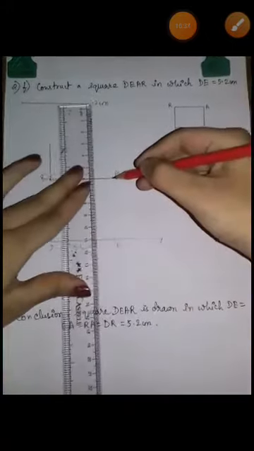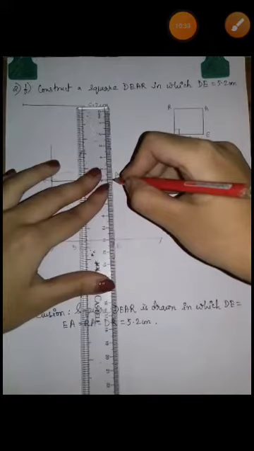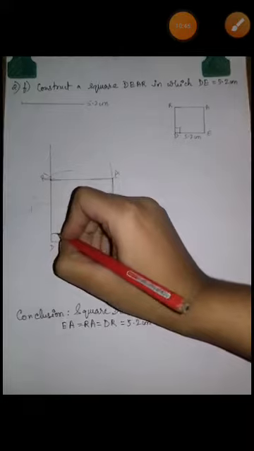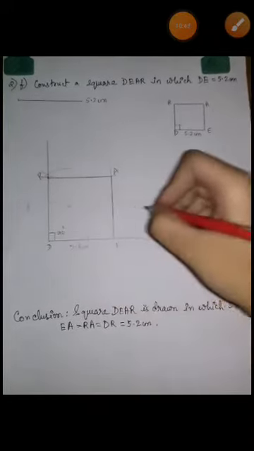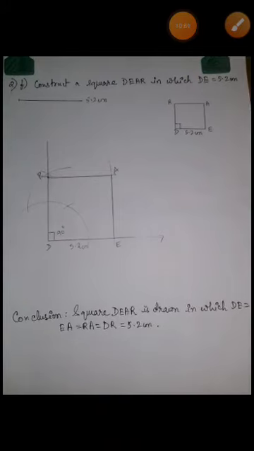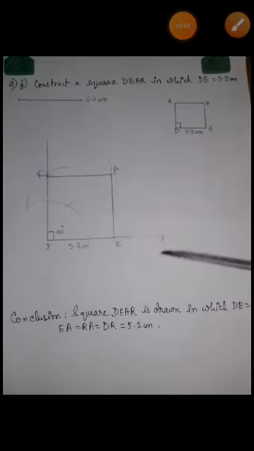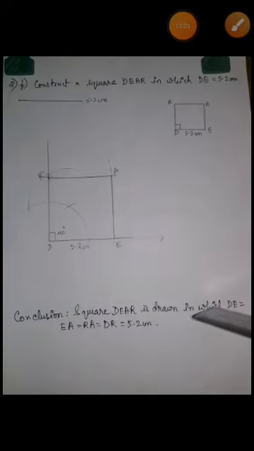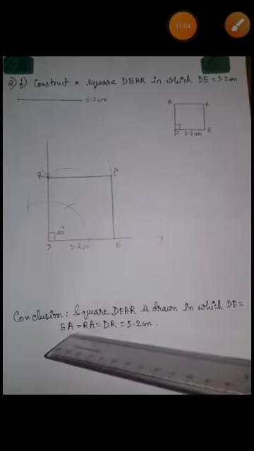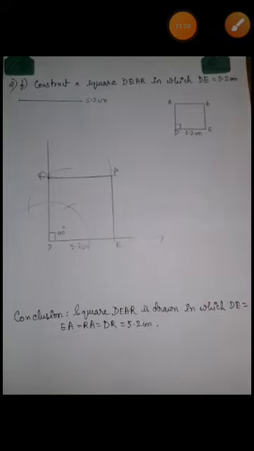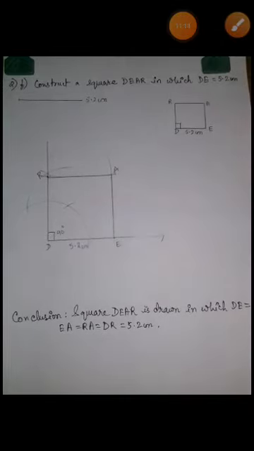So students, here we are applying only the simple concept of the property of square, which we have learned, that the vertex angle is of 90-degree measurement and each side is of 5.2 centimeter length. That means all the sides should be of the same length. So after constructing, you are going to write the conclusion: square DEAR is drawn in which DE equals to EA equals to RA equals to DR equals to 5.2 centimeter. That means all the sides are equal. Okay, in this way you are going to follow the steps of construction and do yourself.